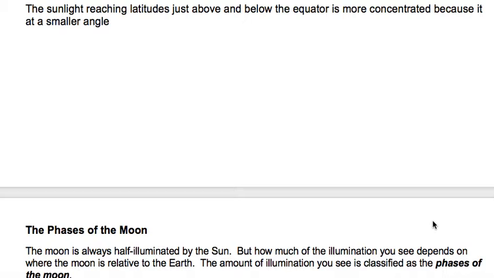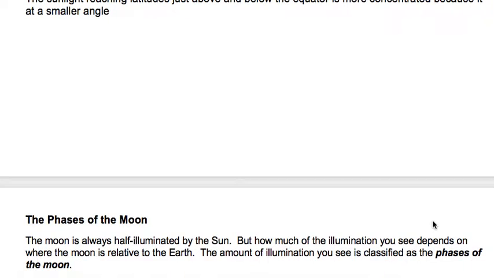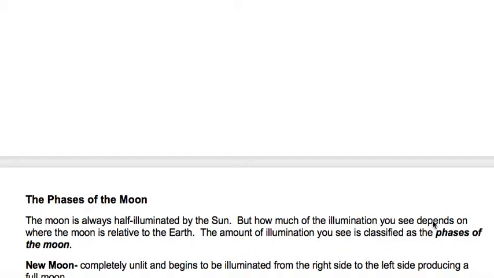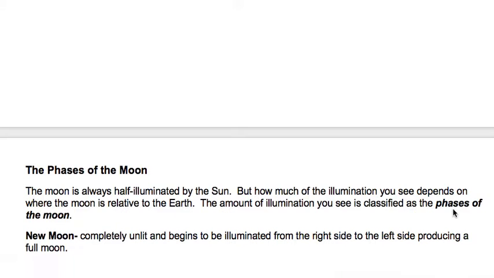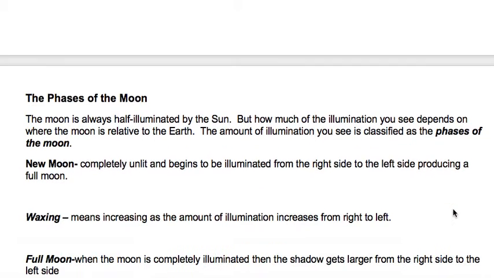The moon is always half illuminated by the Sun, but how much of the illumination you see depends on where the moon is relative to the Earth. The amount of illumination you see is classified as the phases of the moon. So we have what's called the new moon, which is completely unlit and begins to be illuminated from the right side to the left, producing a full moon.